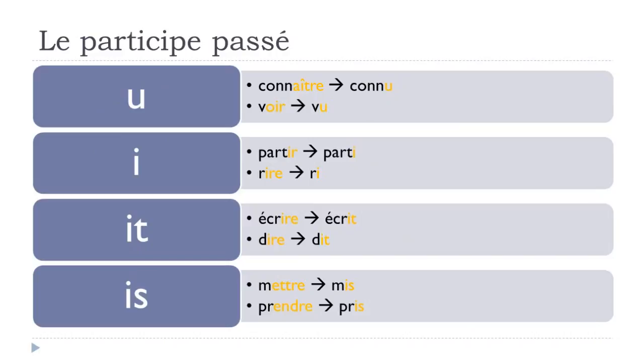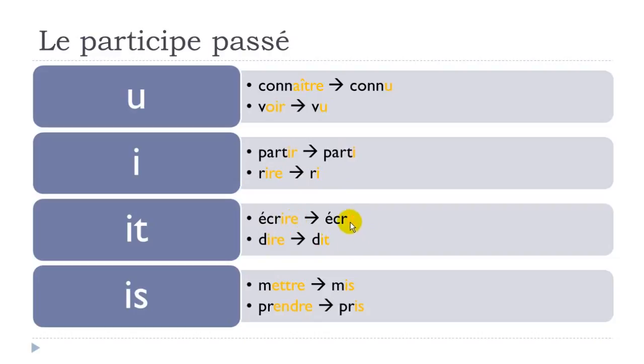But then the third group is a bit more tricky, so we saw a few examples. Like this one, A-I-T-R-E will become U: connaître, to know, connu. O-I-R, voir, to see, will become U: vu. IR, so even if partir doesn't belong to the second group, it will behave the same way, will become I: partir, to leave, parti. Rire, I-R-E, same thing here, will become I: rire, ri, okay?